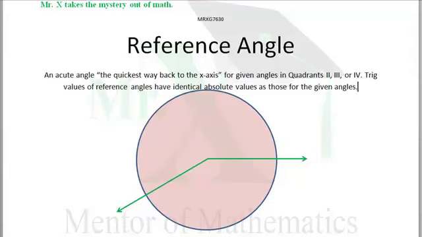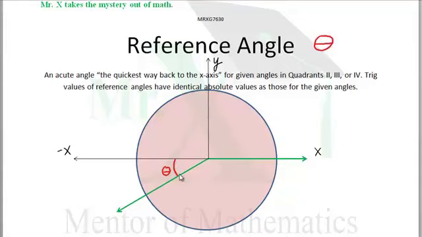Well, they'll have the same absolute value as the reference angle, or related angle. Here's our reference angle theta. It's the quickest way back to the x-axis, or the negative x-axis. We don't really need that little negative sign there. We know that's negative x. We have our x-axis here. We have our y-axis here. Yes, there's a y-axis down here as well. But all we have to worry about is this angle right in here.